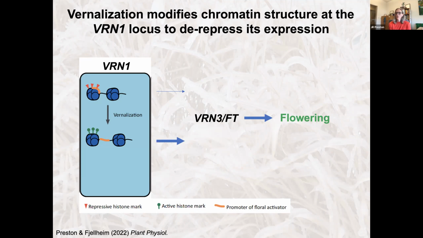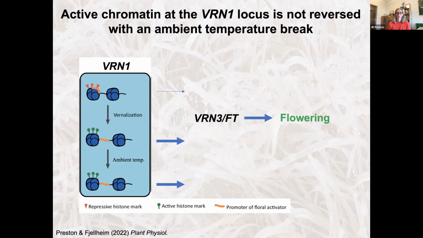And then when VRN1 is turned on, it then, as a protein, turns on another gene called VRN3, or FLOWERING LOCUS T, that eventually triggers flowering. Now, importantly, these active chromatin marks at the VRN1 locus are actually not removed when that vernalization period, that winter cold, is interrupted by warmish days. So in this regard, plants basically have this epigenetic memory of winter, and they know how much cold they've received, allowing them then to transition from the vegetative phase to the adult phase accordingly.